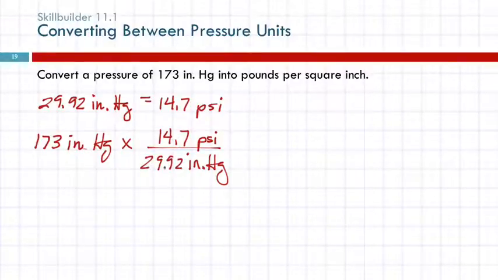Let's see if I can get this one correct. 173 times 14.7 divided by 29.92. 84 something? Yeah, good. Bunch of digits. How many sig figs? 3. We started with 3. 14.7 is not exact. That has 3, this has 4. So 3 sig figs. What do we round this to?